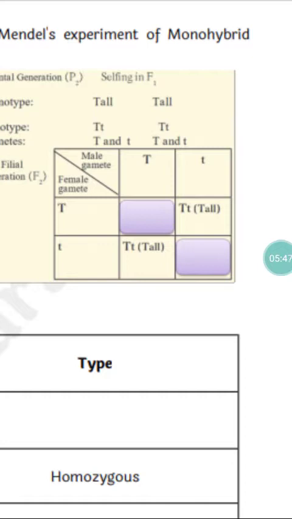For the first filial generation, if selfing is done, then what type of genotype do we get? In the first blank space you can write capital T, because capital T is from the male gamete and capital T is also from the female gamete. So the first fill in the blanks is capital T, capital T. The second one is small t, small t. You can refer to page number 185.